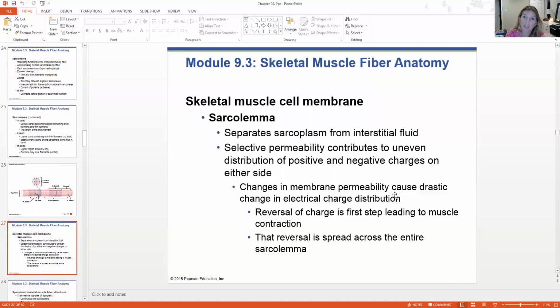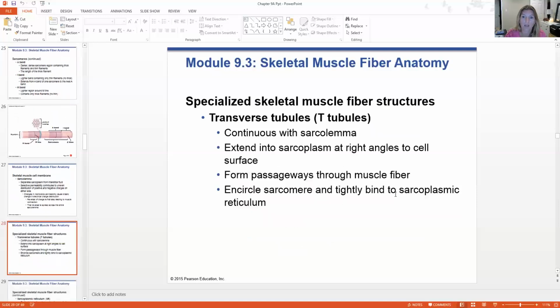So changes in that membrane permeability can have a drastic change on the electric charge distribution. You can reverse that charge, or when you change the charge on the inside of the cell, or shift the ions around, that charge distribution can then spread throughout the entire cell. Whoa, it's getting intense. Before it gets too intense, let's talk about something called a T-tubule.